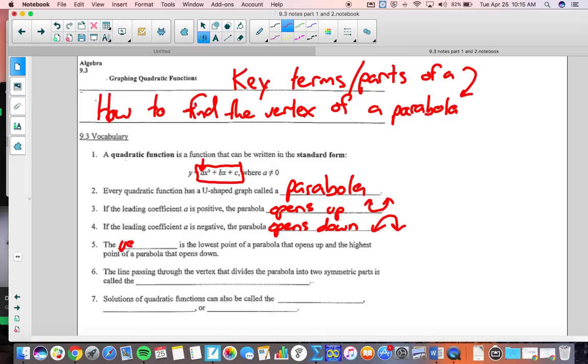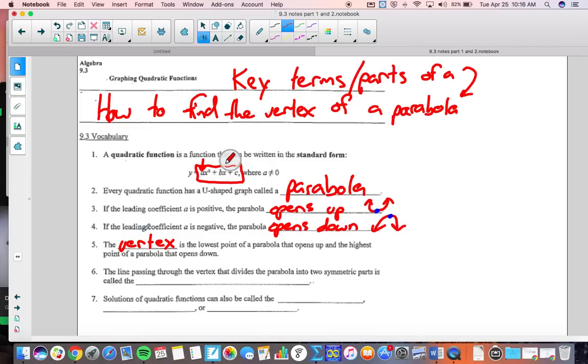The vertex is the lowest point of a parabola that opens up. So that's right here. Can you please make that note right there that that's a vertex? It's also the highest point of a parabola that opens down. So here's the parabola that opens down. That's the highest point right there.